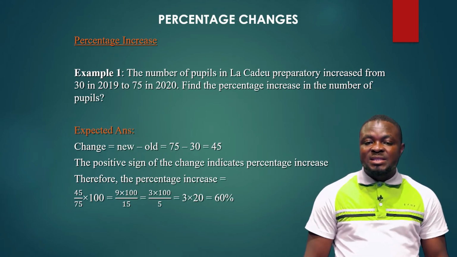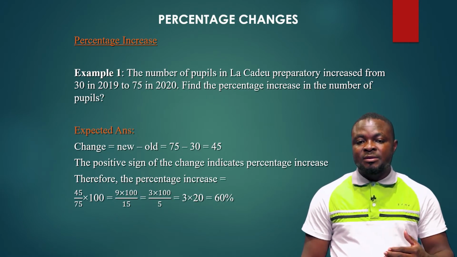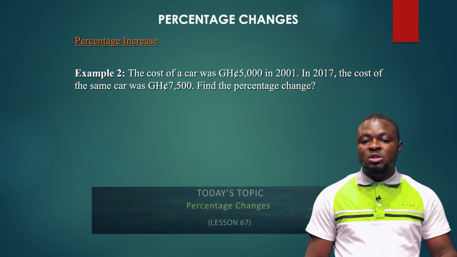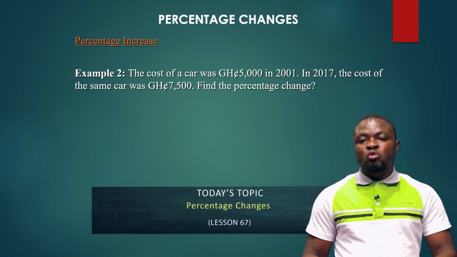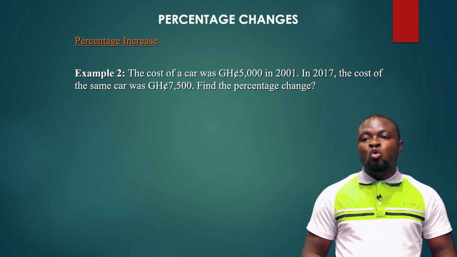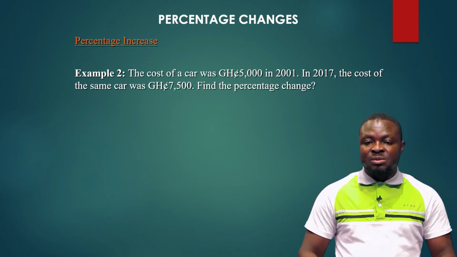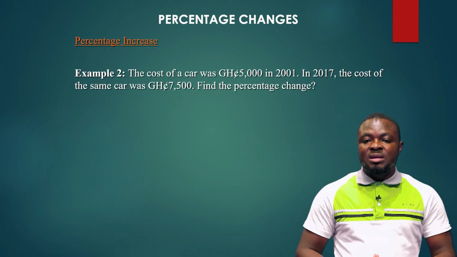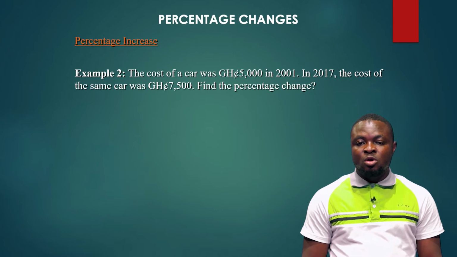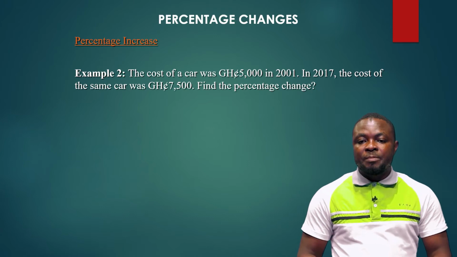Again, we realize that there's a common factor between 9 and 15, which is 3. 3 goes into 9 3 times and goes into 15 5 times. So you end up with 3 times 100 divided by 5. So all I'm doing is I'm trying to reduce the expression to its simplest form. So you end up with 3 times 20 because 5 goes into 100 20 times. So when you multiply 3 by 20, you end up with 60%.